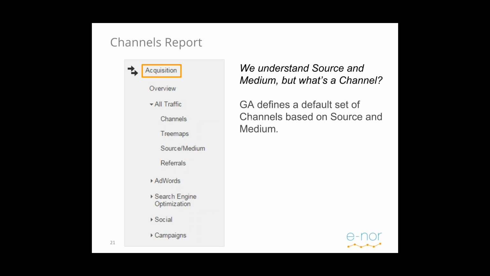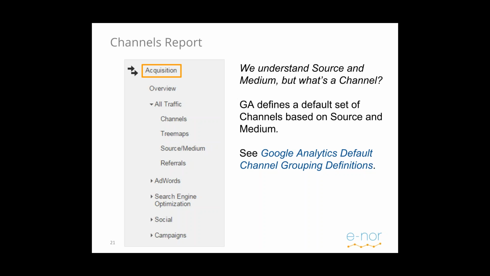But what is a channel? A channel is a grouping of your traffic based on source and medium value. So it's not a regular dimension like source and medium. It's kind of a mashup dimension, so it's kind of not its own thing. Channels are based primarily on source and medium values.